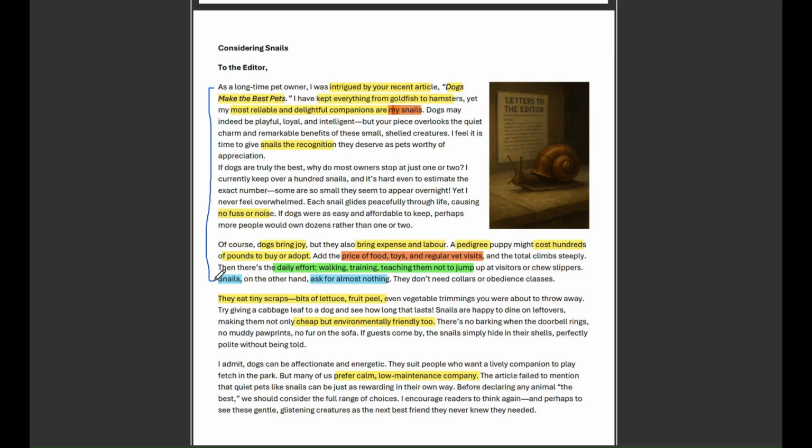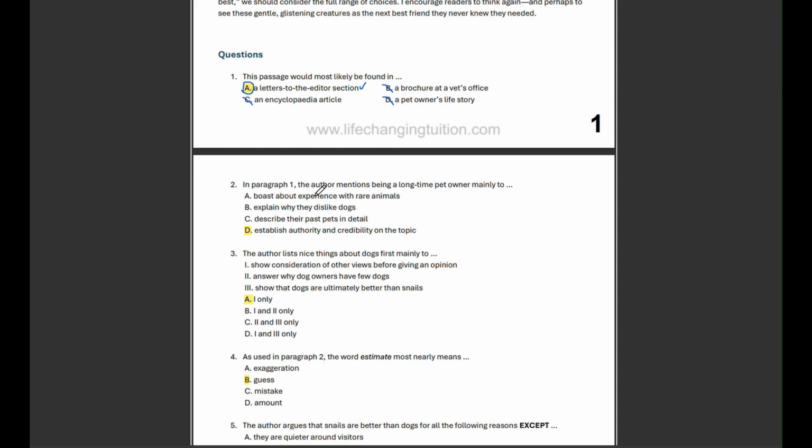Question 2. In paragraph 1, the author mentions being a long-time pet owner mainly to A. Boast about experience with rare animals. B. Explain why they dislike dogs. C. Describe their past pets in detail. D. Establish authority and credibility on the topic. Correct answer, D. Establish authority and credibility on the topic.